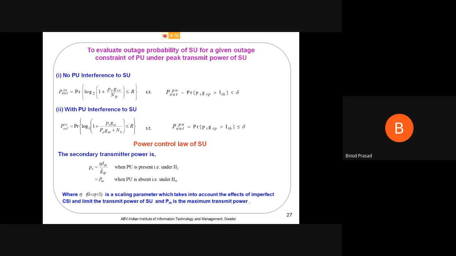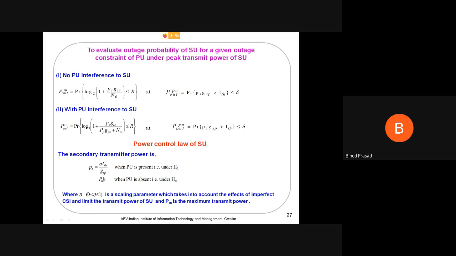In case of interweave approach, the assumption that we have made is that it is perfectly known how much time the PU is there and how much time the PU is not there. So that statistical data is available, that this much percentage of time the PU is there. But we have not assumed that there may be some kind of probability of false alarm or probability of misdetection. Based on that, we have formulated this problem.